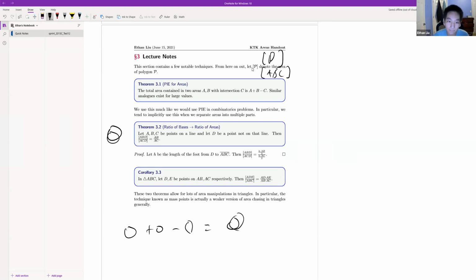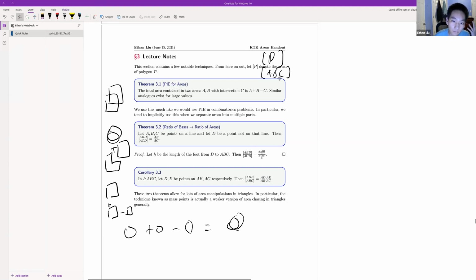And that's sort of the claim, right? And we use this a lot, like we do PIE in combinatorics problems. And we implicitly use this when we separate areas into multiple parts anyways, as earlier, for example, when we did the 2 squares. We took a little thing and a big thing and added them together. But we could have rephrased this as just this plus this minus the small one, and that would have been fine as well. Let me know if you have any questions.